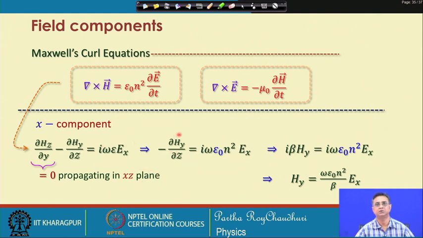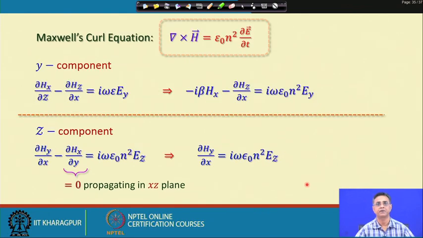So, this reduces the equation to this form, and finally, we can write this equation, because we also know the time dependence of the field. So, you can write this in terms of i omega, which will be detached for the del by del t operator. So, this equation represents the x component of this equation. So, H y you can write in this form, omega epsilon naught n squared by beta into E x. So, H y and E x are connected in this way.